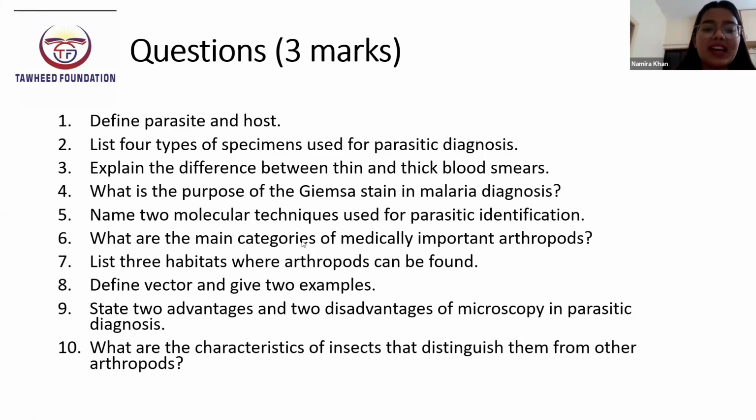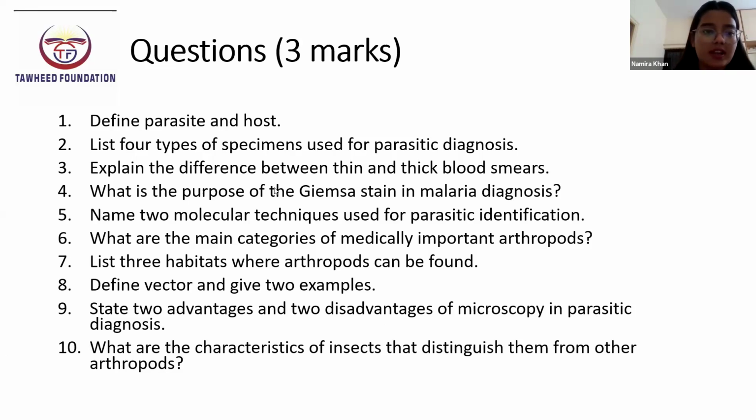Sixth, what are the main categories of medically important arthropods? Seventh, list 3 habitats where arthropods can be found easily. Eighth, define vector and give 2 examples of each. Ninth, state 2 advantages and disadvantages of microscopy in parasitic diagnosis. And last is tenth, what are the characteristics of insects that distinguish them from other arthropods?